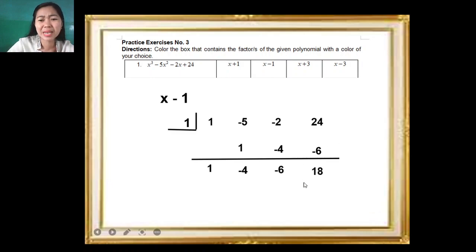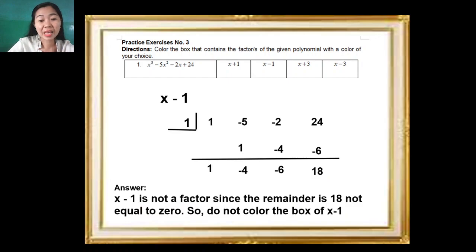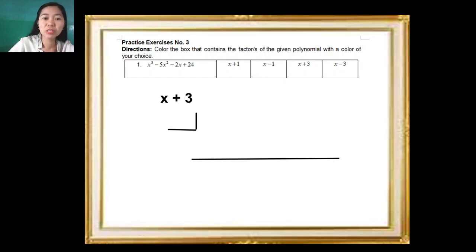So, hindi na naman naging 0 ang ating remainder. Kasi ang remainder dito ay 18. So, ibig sabihin, x minus 1 is not a factor since the remainder is 18 and not equal to 0. So, hindi mo uli kukulayan yung box ng x minus 1 kasi nga hindi siya factor since the remainder is not 0. So, itest na natin yung sunod, yung x plus 3.